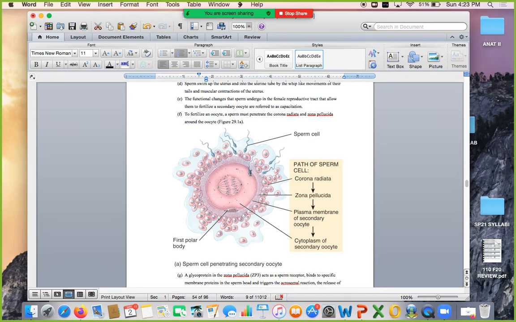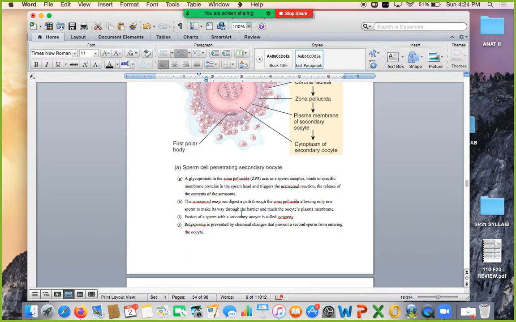then we enter into the binding of the zona pellucida and penetration of the head into the plasma membrane of the secondary oocyte. At that point, the polar body is going to be shed, and we're going to enter into the very end stage of meiosis II. So that's going to complete the second meiotic event.